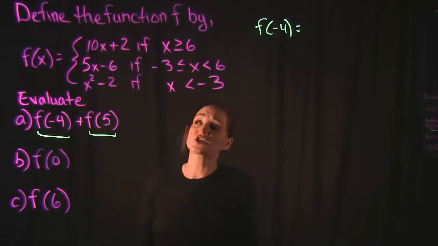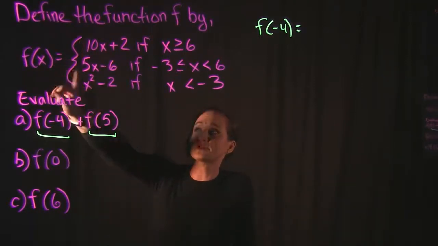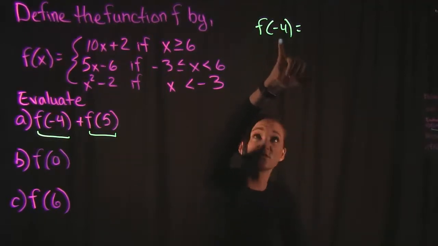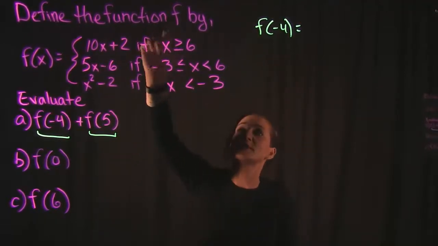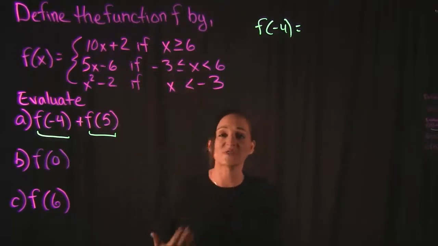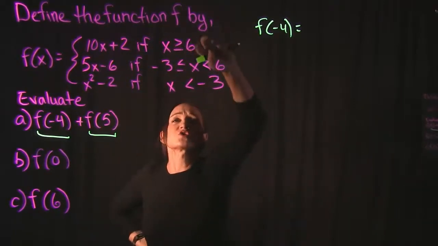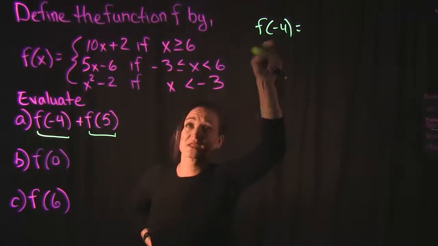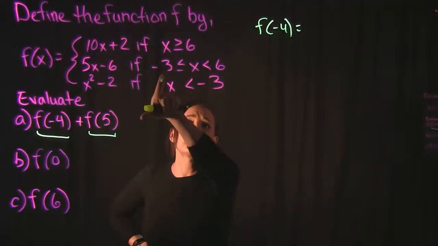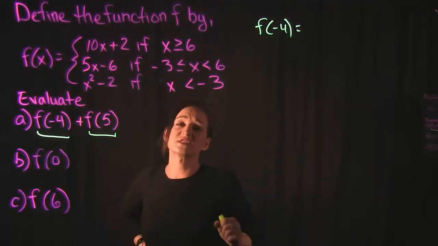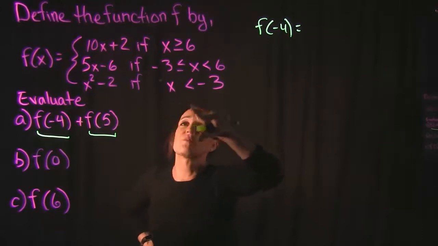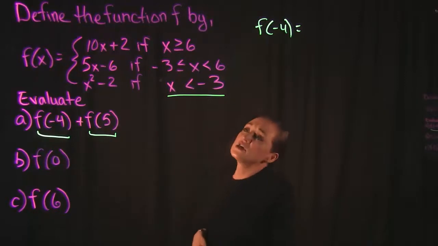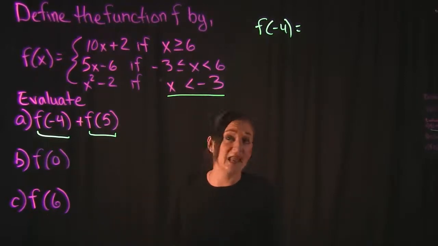To know which function to plug into, because remember they gave us 3 of them, we need to pay attention to what value they gave us. For this one, they gave us negative 4. And then we need to pay attention to these intervals to know what that pertains to. The first one says when x is greater than or equal to 6. Well, negative 4 is not greater than or equal to 6. The next one says between negative 3 and 6. Again, negative 4 does not fall in that. So we're going to be looking at the bottom one because this is where it says that x is less than negative 3.